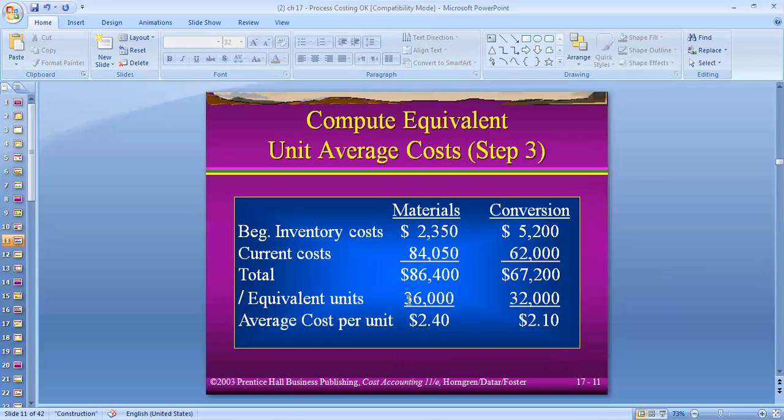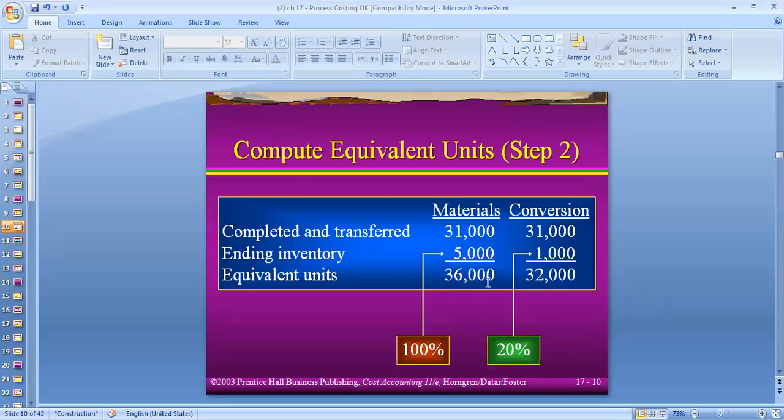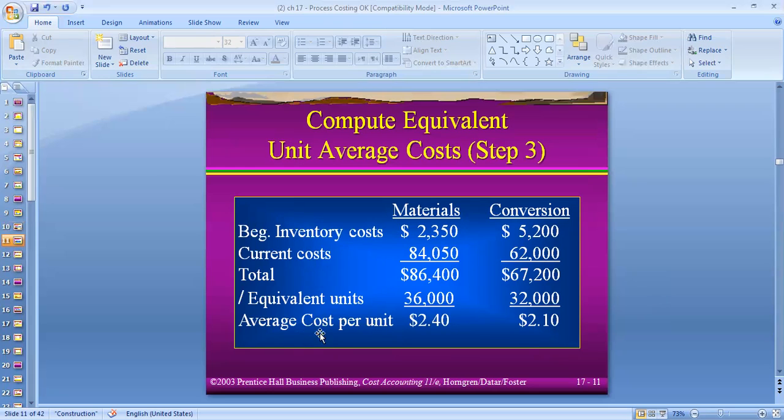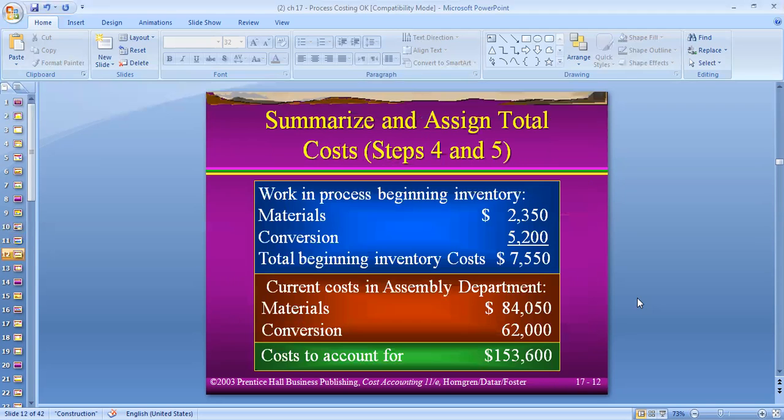If divided by the equivalent units we got in the previous step, 36,000 regarding material, 32,000 regarding conversion cost, I will get average cost per unit 2.4 regarding material, 2.1 regarding conversion cost. Now step 4 and 5, to account for the cost of the period and the beginning work in process cost, then the completed units and the ending work in process cost as output in step 5, like this.